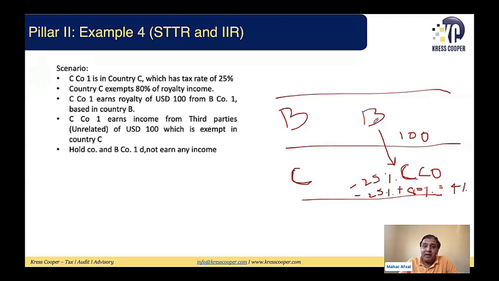So BICO, while making payment to C of 100, will apply 5% further tax, because the effective tax rate for the STTR, the subject to tax rule, is 9%. So 4% will be applicable in jurisdiction C, and 5% will be applied by B. The overall effective tax rate for the STTR is 9%.